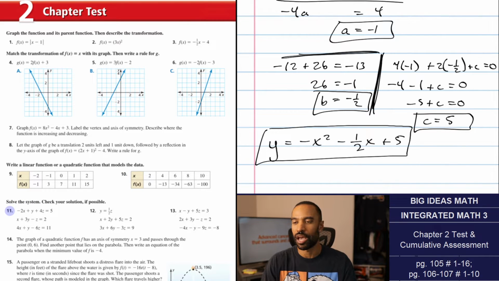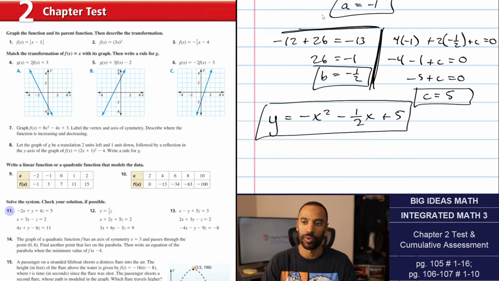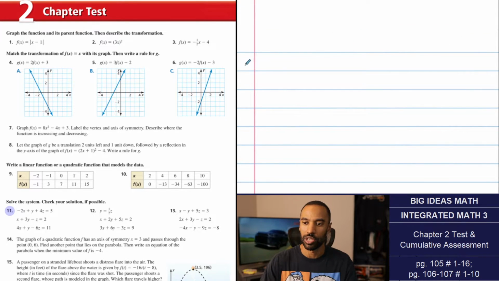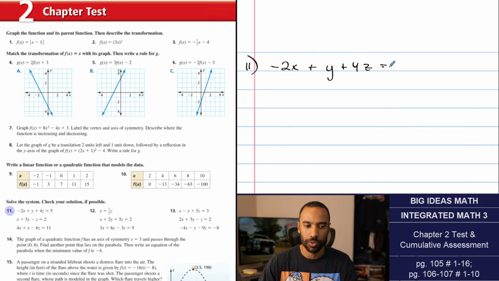Another set of systems of 3. It's possible we're going to get some fraction answers like this. It's possible we'll get no solution, infinite number of solutions, or very clean solutions. I have no idea. Let's take a look. Negative 2x plus y plus 4z equals 5.